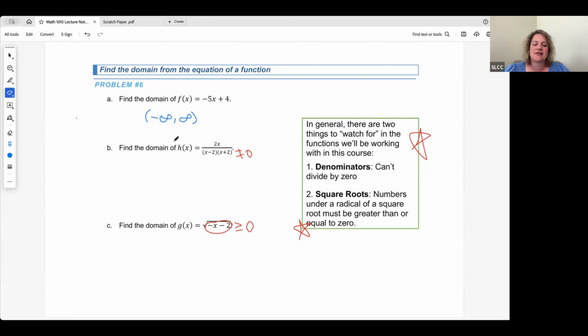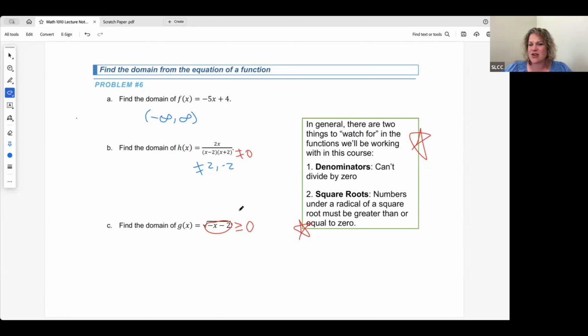What about h of x? What can I plug in to keep the statement true? Well, I know that the denominator cannot be equal to 0. And I see here that if it was 2 or negative 2, those two values would make the denominator 0. So I know that it cannot be 2 or negative 2.